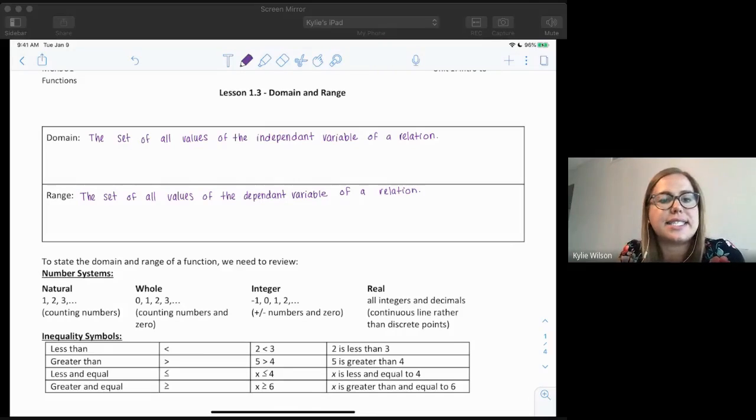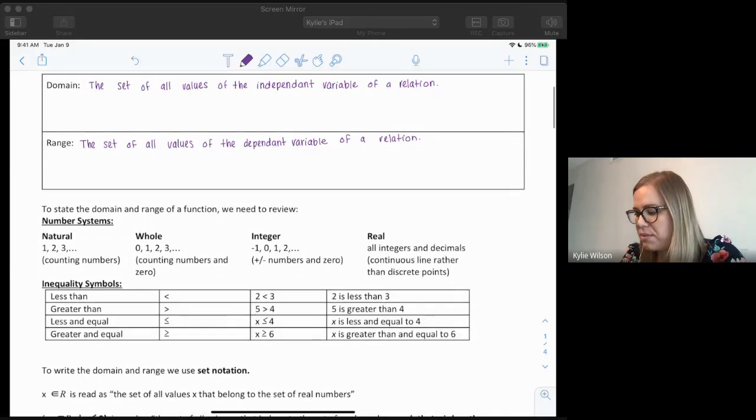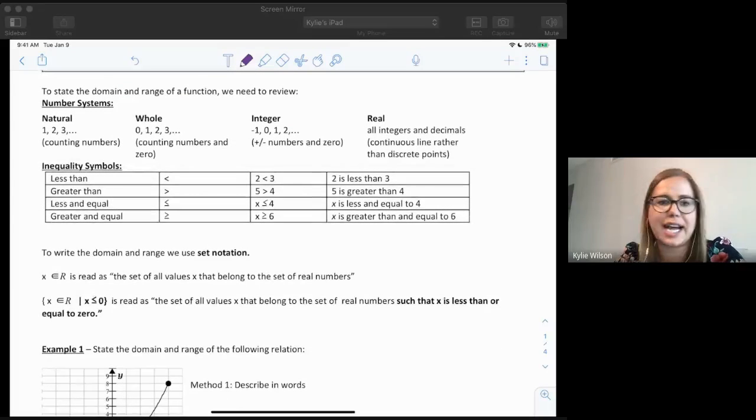So to state our domain and range of a function, we need to first review all of the symbols that we use to write this out. When we write our domain and range, we're going to write a statement in math. It's kind of like writing in another language. Just as a reminder, we have our number systems. The first are our natural numbers. If you only have 1, 2, 3, no decimals, nothing in between, those are called our natural numbers.